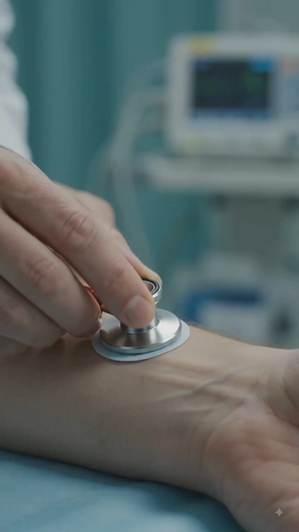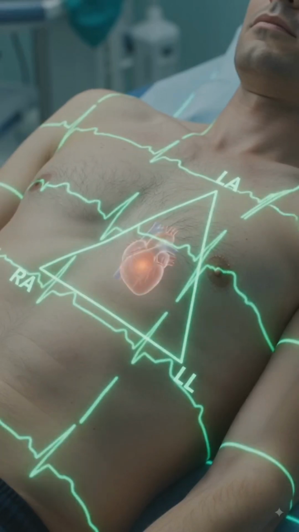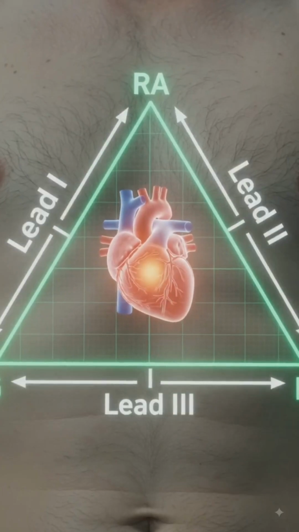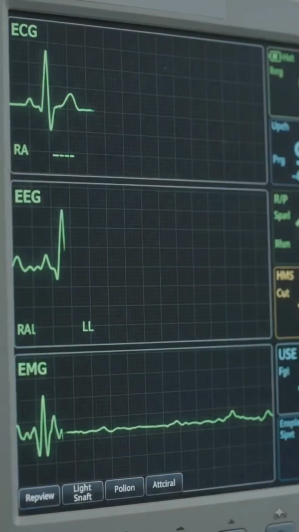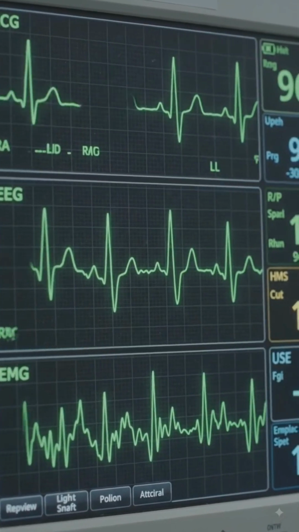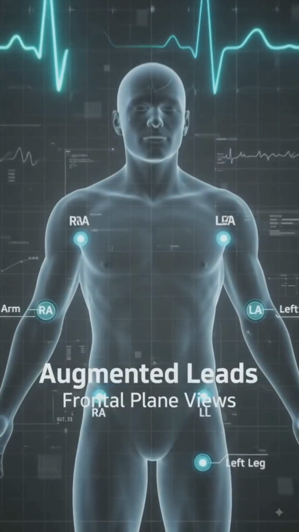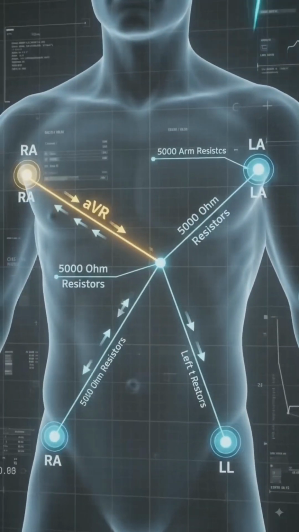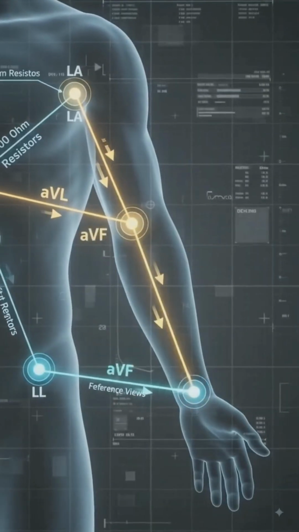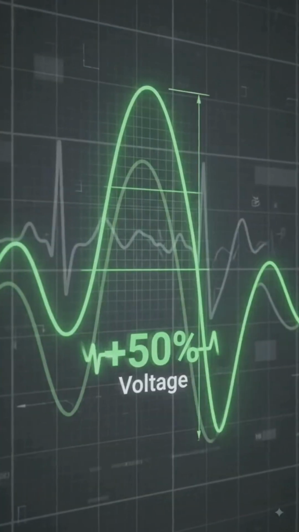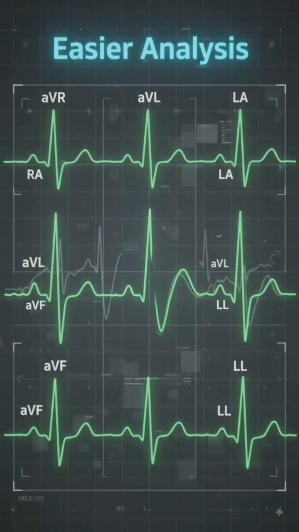We can record the body's electrical activity. An ECG records the heart's activity. Standard leads form Einthoven's triangle. These include ECG and EMG, providing a window into health. To gain more views, 3 augmented leads are used. AVR connects to the AVF, completing the frontal plane. This increases the signal's voltage by 50%, making waves easier to analyze.